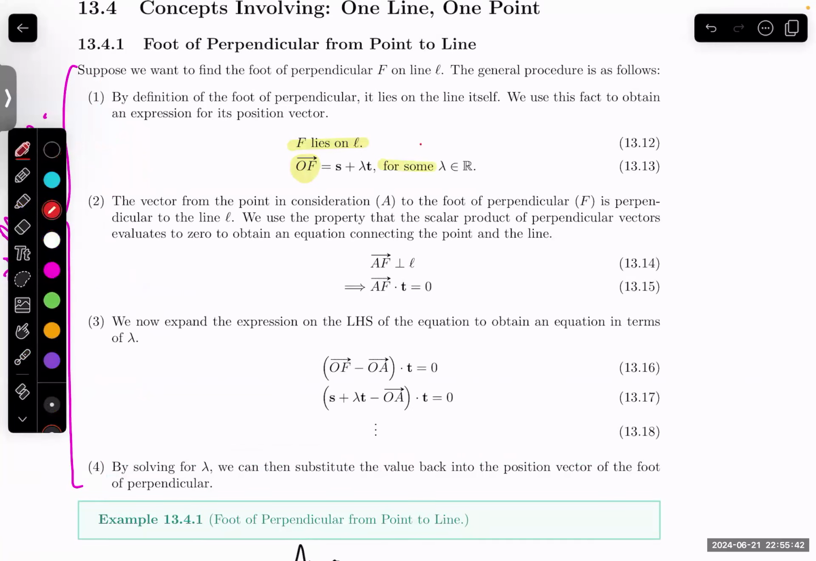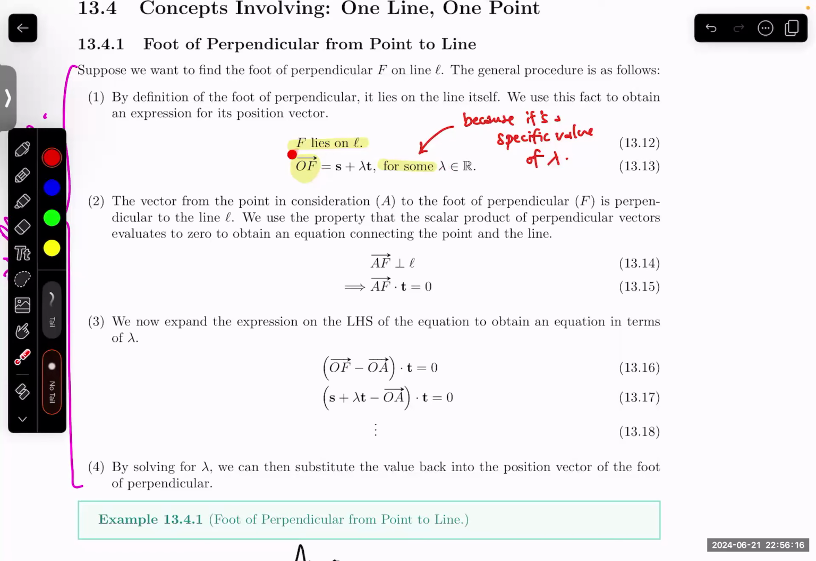Okay, we have to be careful. It's a specific value of lambda. It's not any lambda. Unlike our line equation, when we are talking about all those points, all those position vectors, as for all, or rather for some, for any lambda in R, right? In this case, it's for some, for a specific lambda in R, right?